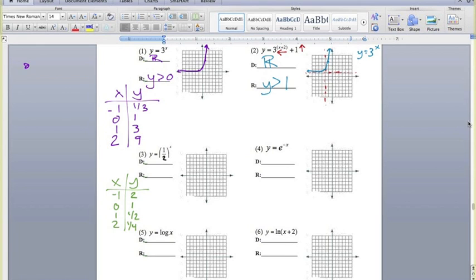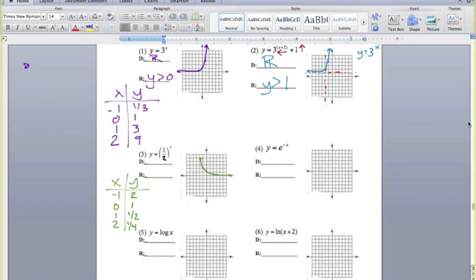Plot those, back 1 up 2. 0, 1. 1, a half. And 2, a quarter. So we still have an exponential curve, but this one is different than the other ones because this is an exponential decay because of that base value less than 1.